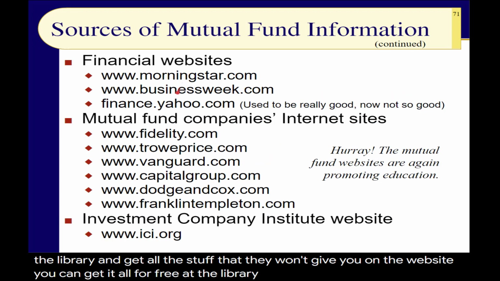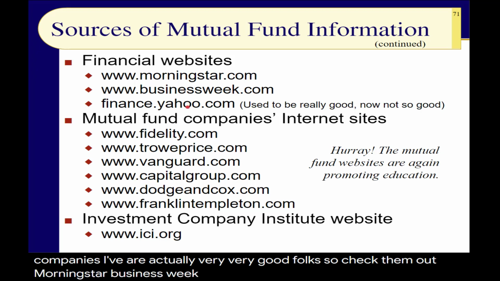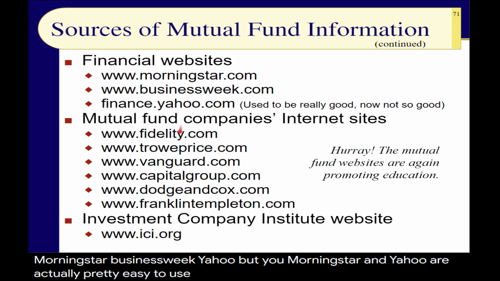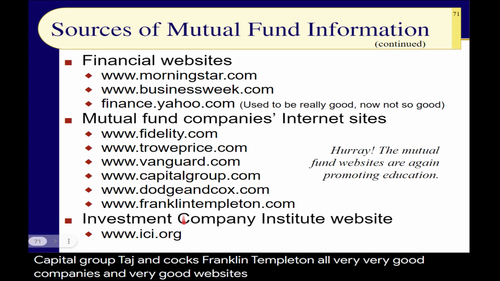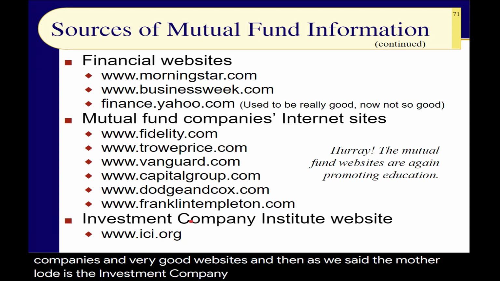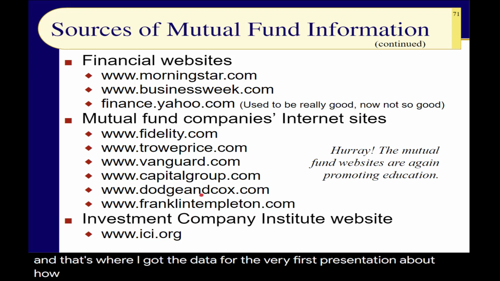The financial websites that we talked about for the companies are actually very, very good, folks. So check them out. Morningstar, Business Week, Yahoo, but Morningstar and Yahoo are actually pretty easy to use. But check out Fidelity's, T. Rowe Price, Vanguard, Capital Group, Dodge & Cox, Franklin Templeton. All very, very good companies and very good websites. And then, as we said, the mother lode is the Investment Company Institute. That's a nonprofit trade organization, ICI.org. And that's where I got the data for the very first presentation about how many people own mutual funds and how much money is in mutual funds and the like.